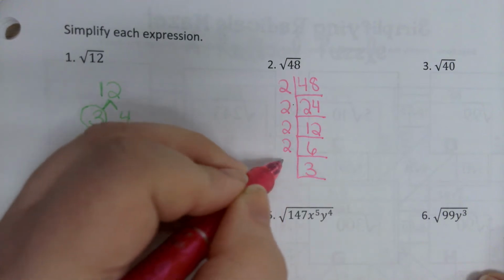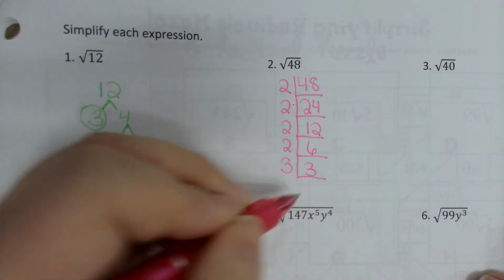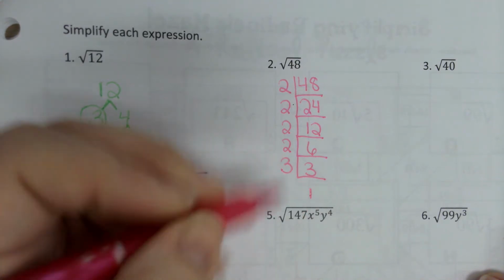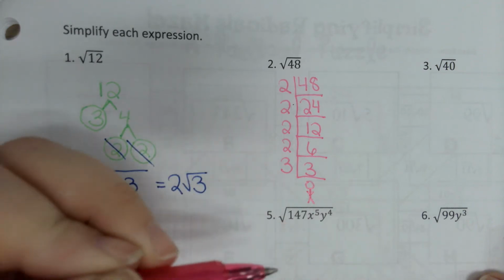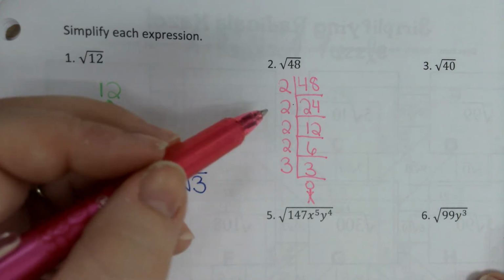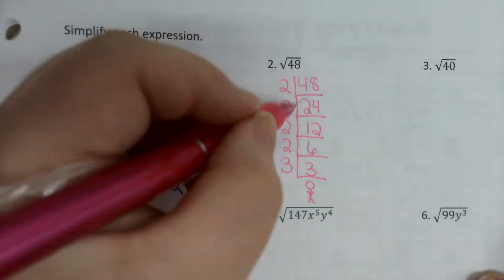And 3 is a prime number, so he comes out, leaving a 1 at the bottom. And remember, that's my 1 that I usually make into a little guy to climb the ladder. And we're looking for pairs here. So I have a pair of 2's.